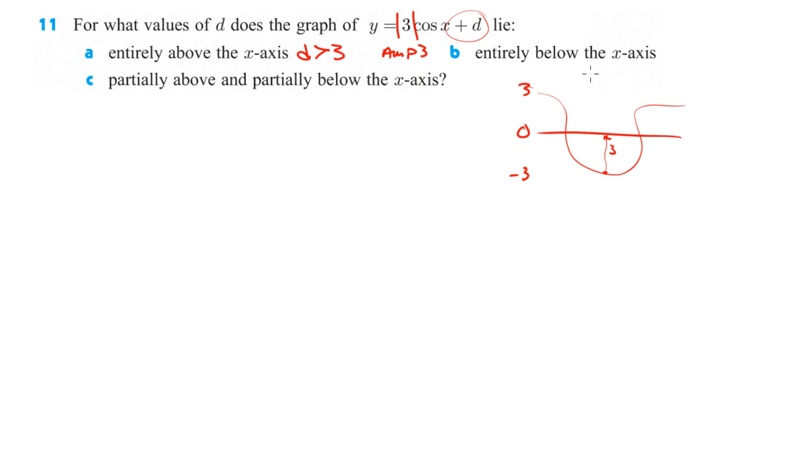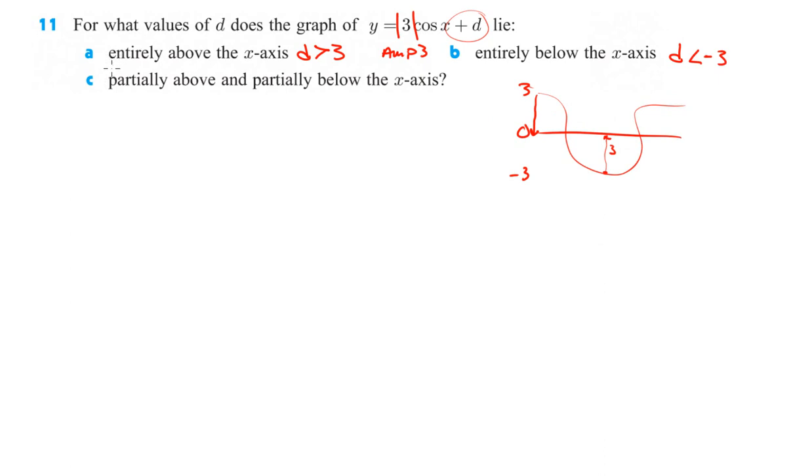Okay, b, entirely below the x-axis. That means this 3 is going to have to go down below there. So d would have to be less than negative 3, because you'd have to go down. You have to move this whole thing down 3, but you have to go a little bit farther so that it doesn't actually hit on the axis there. So d would have to be less than negative 3. Okay.